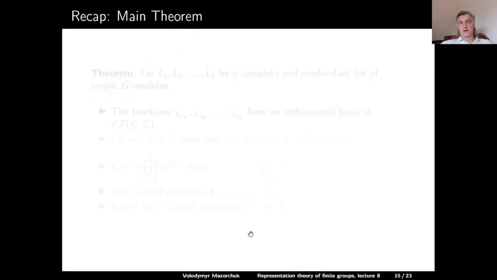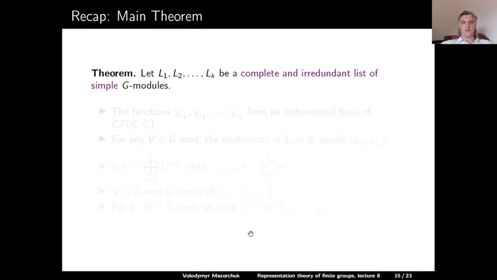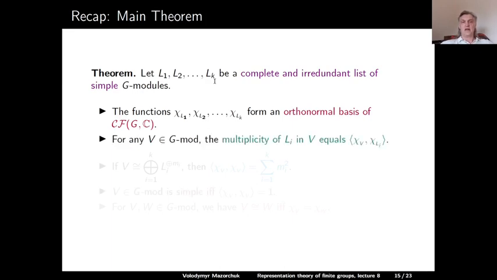So let us now recall our main theorem. So what do we want to prove? We want to prove the following. Assume that we have a complete and irredundant list of simple G modules. Then the characters of these simple modules form an orthonormal basis in the space of the class functions. The multiplicity of a simple module in any module V is given by the inner product of the character of V and the character of the simple module.